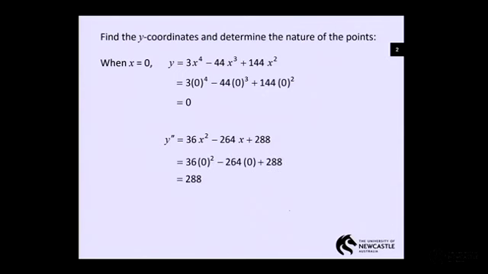So don't just think, oh wow, you just get them from out of the air. You have to do some substituting. And because y double dash is greater than 0, it's going to give you some sort of minimum. So you can state, the summary says minimum turning point at 0, 0.